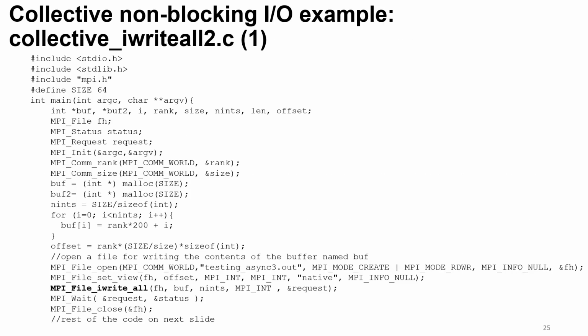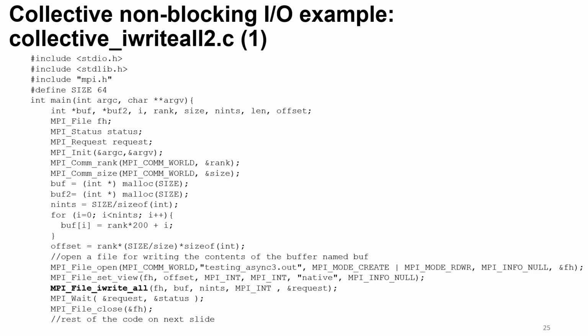Now let's look at an example to demonstrate the usage of collective non-blocking I/O calls. In this example, we will be using MPI_File_iwrite_all and MPI_File_iread_all calls. Now let us inspect this code line by line. The first few lines of this code are for including the standard header library files and mpi.h.